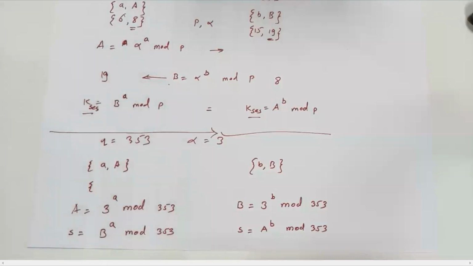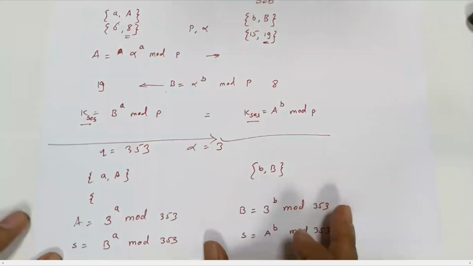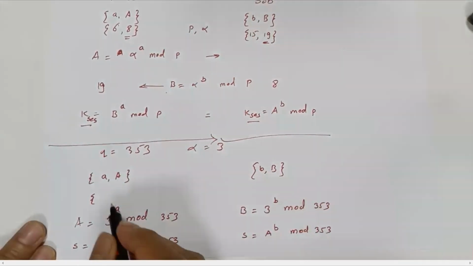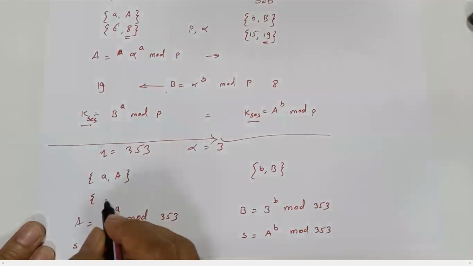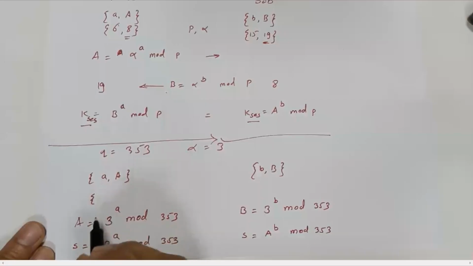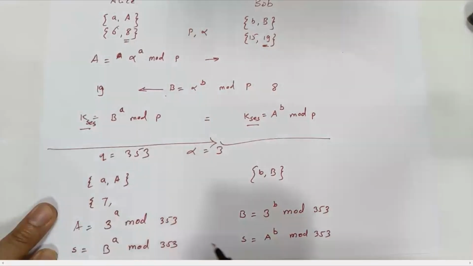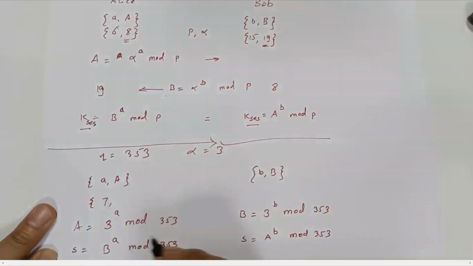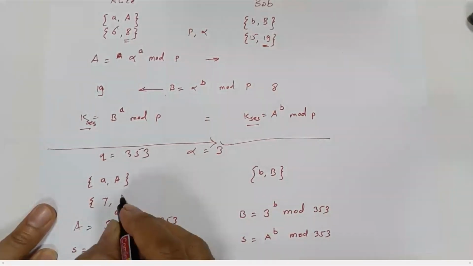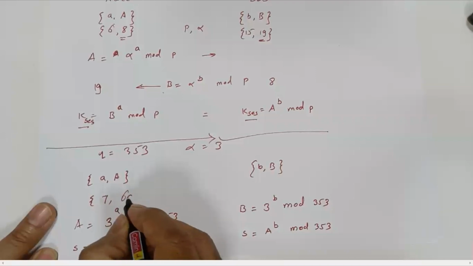Has anyone got the solution? Yes, sir. So what is the small a that you have chosen? I chose 7. So what is the capital A? Capital A is 69.